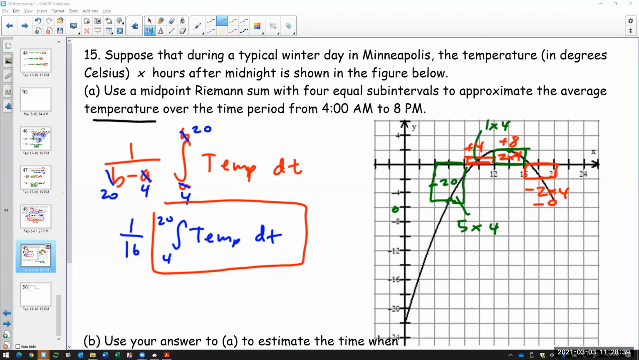So here I'm getting negative 8. Did I do that right? 4 times 2. Yeah, I think that's right. Okay, so I'm going to add all these together. So I have negative 20, plus 4, plus 8, minus 8. Do you guys get negative 16 by any chance? Okay, so I'm getting negative 16.